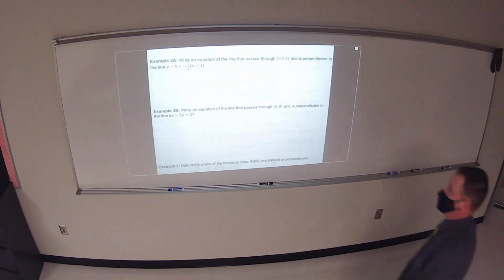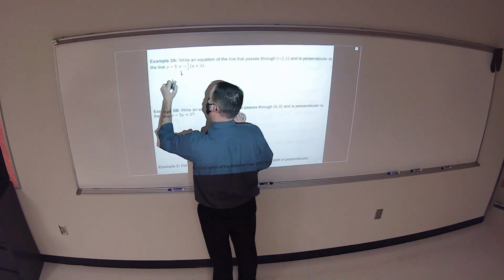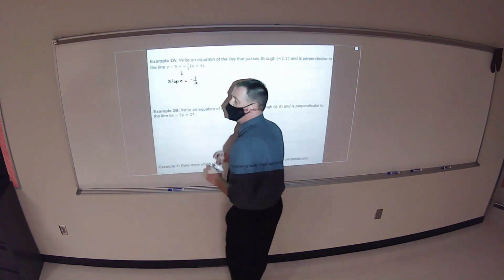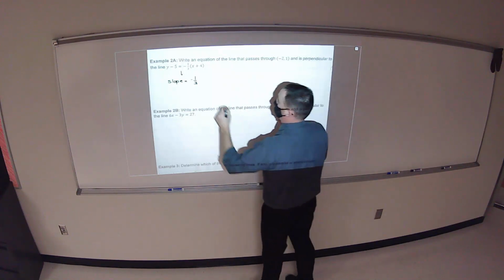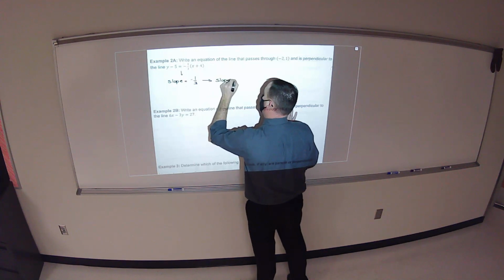So if it's in a form that we already know, then that's great. Caleb, what is the slope of that line? Negative 1 over 3. Negative 1/3. Now, this is where you need to be careful. We're talking about perpendicular. Adriana, what's that mean the slope of our line needs to be?